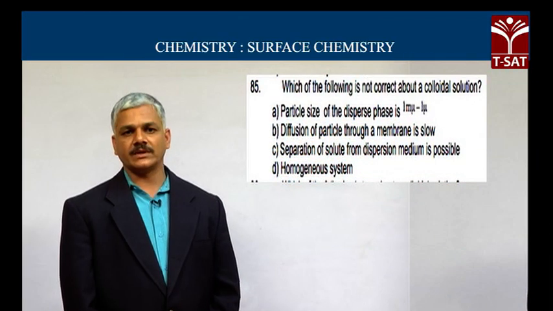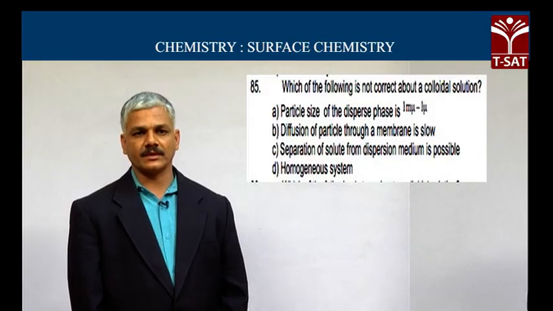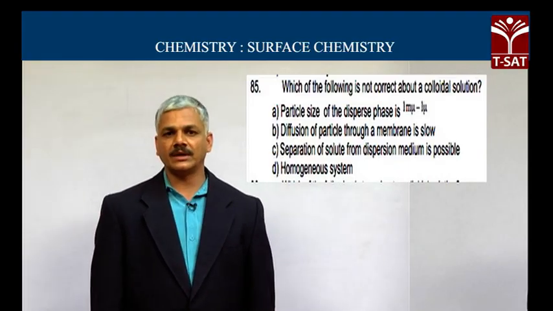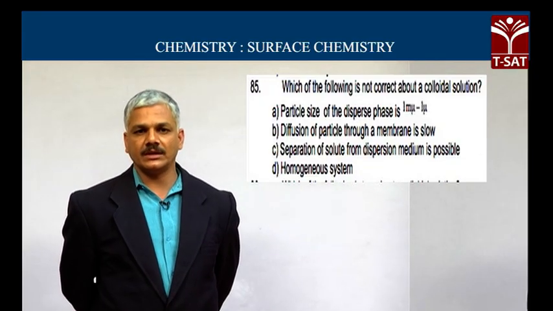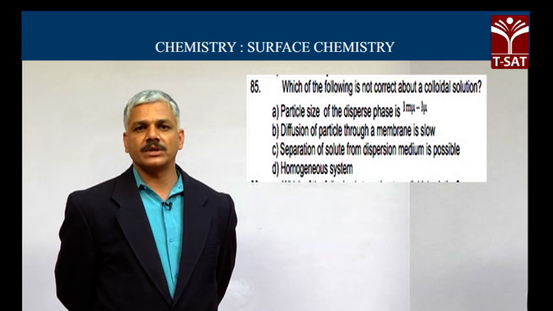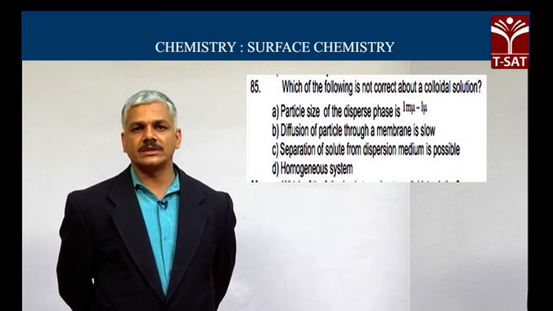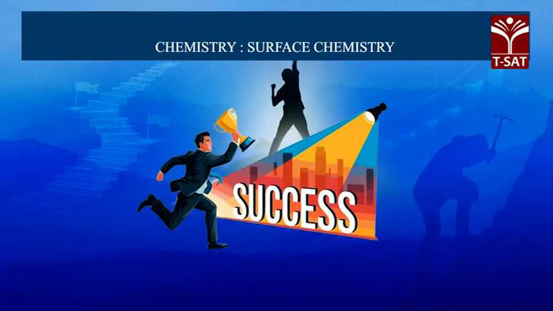85. Which of the following is not correct about a colloidal solution? Particle size of the dispersed phase is 1 millimicron to 1 micron, diffusion of particles through a membrane is slow, separation of solute from dispersion medium is possible, homogeneous system. Correct option is D.